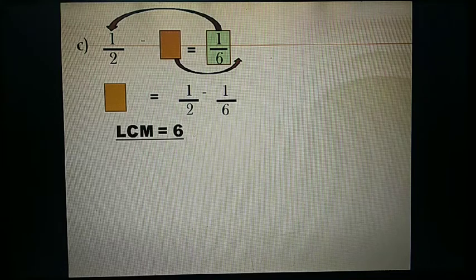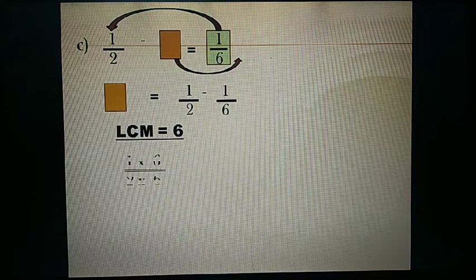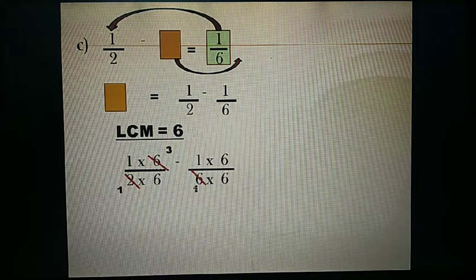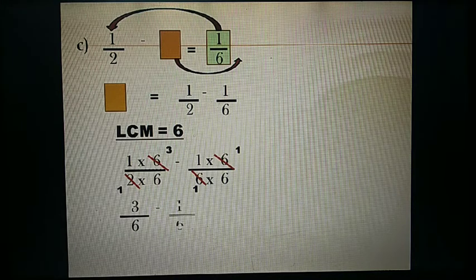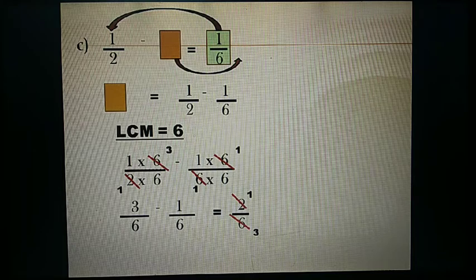Instead of shifting, without shifting also we can find the value of box. Just find the LCM, multiply both the fractions and then just get the value of what should be there in the box. I am shifting. Perform the cancellation. You will get the value as 3 upon 6 minus 1 upon 6. Finally, it's 2 upon 6. Perform the cancellation as both are having a common factor 2. So you can write the final answer as 1 upon 3.